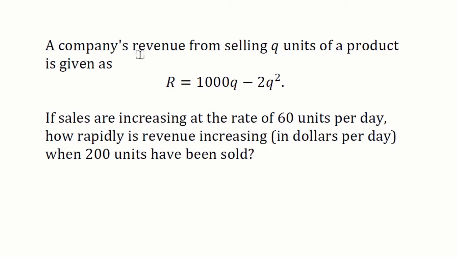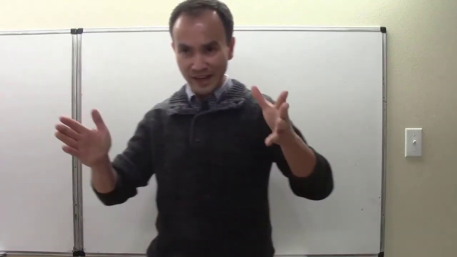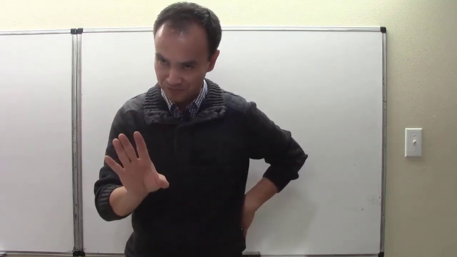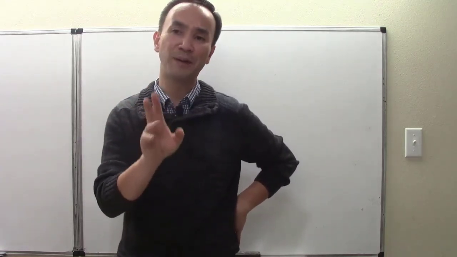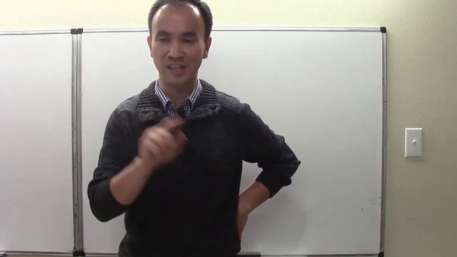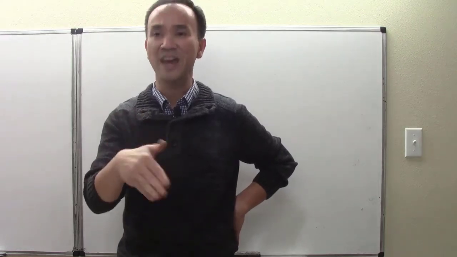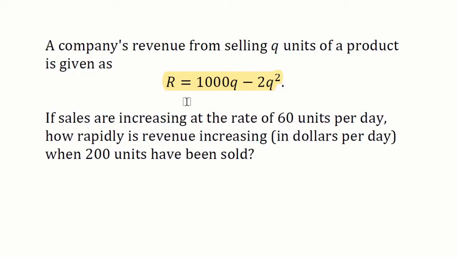A company's revenue from selling Q units of a product is given as, so what clicks my attention here is we have an equation. In this equation, one thing I have to be clear about with anyone viewing this lesson is that in our role working on this problem, we don't have to worry about how that equation was derived. We don't have to wonder how that equation came out. This equation, R equals 1000Q minus 2Q squared.